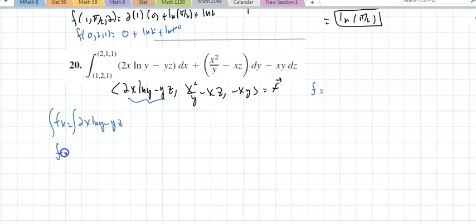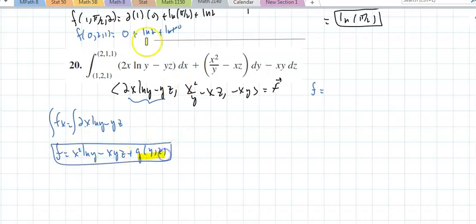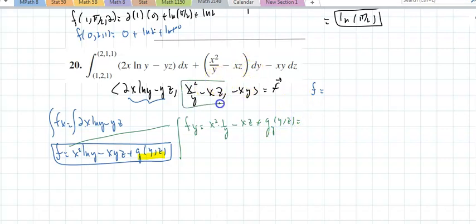If you integrate, f is going to equal x squared over 2, so the x squared natural log of y minus xyz plus some function of y and z. Now again, the goal is to find this, and that's why you need both of those. Take a partial with respect to y, and that's going to be x squared times 1 over y minus xz plus the partial with respect to y of the function, and that should equal the j component. And it turns out that this happened to be a constant. But this constant, what we meant by constant, was a function of x.